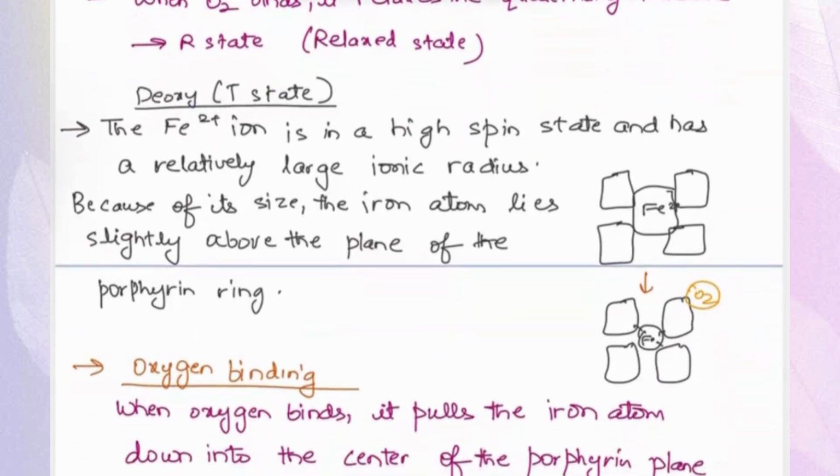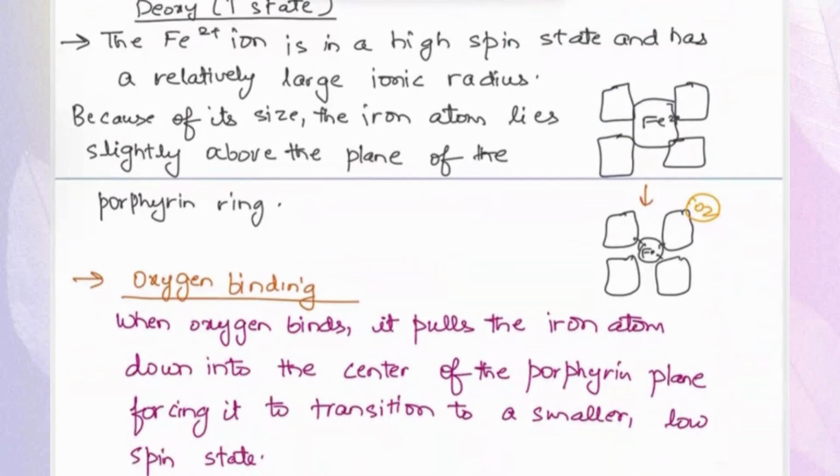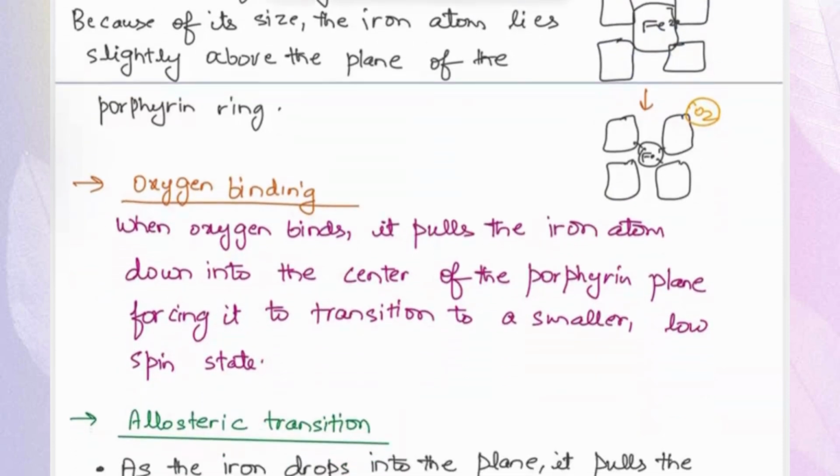Now, in the deoxy T state, the Fe2+ ion is in a high spin state and has a relatively large ionic radius. So basically what happens, iron is bigger in size. It is outside the plane of the porphyrin ring. It's much bigger in radius than the 4 porphyrin rings. When oxygen binds, this Fe2+ is pulled inside in alignment with the 4 rings. So in the deoxy state, oxygen is not able to bind because Fe2+ is much bigger in size than the heme rings. When oxygen binds, it pulls the iron atom down into the center of the porphyrin plane, forcing it to transition to a smaller low spin state.